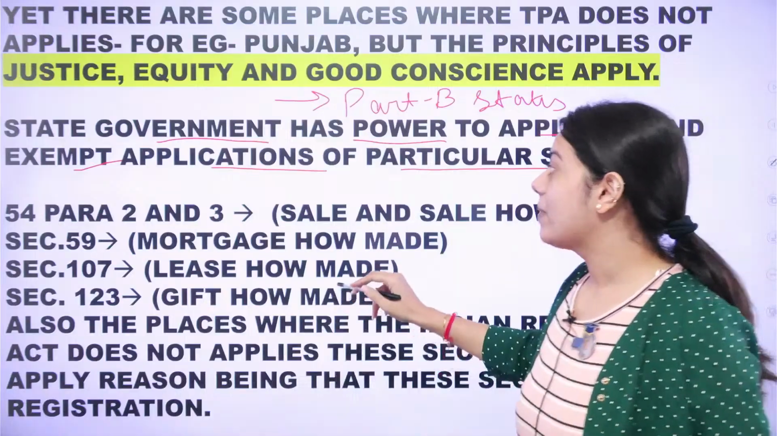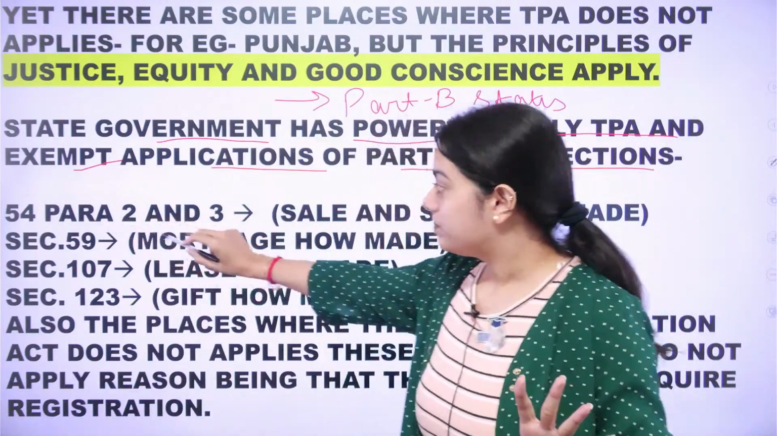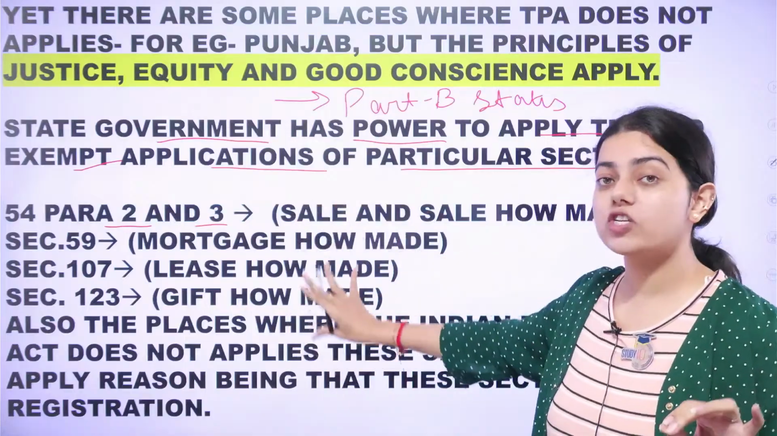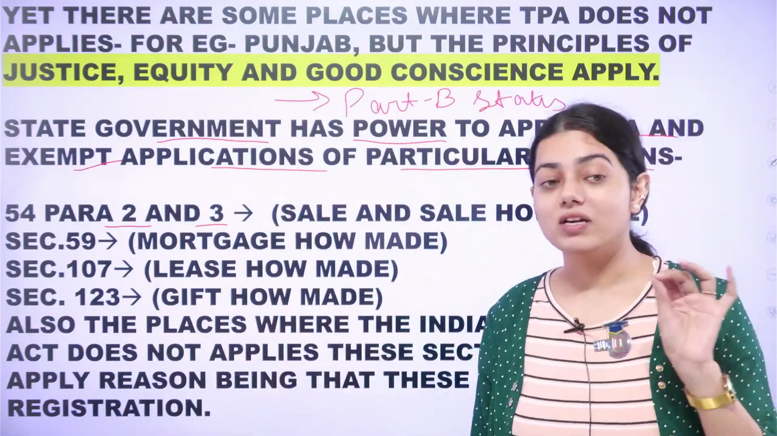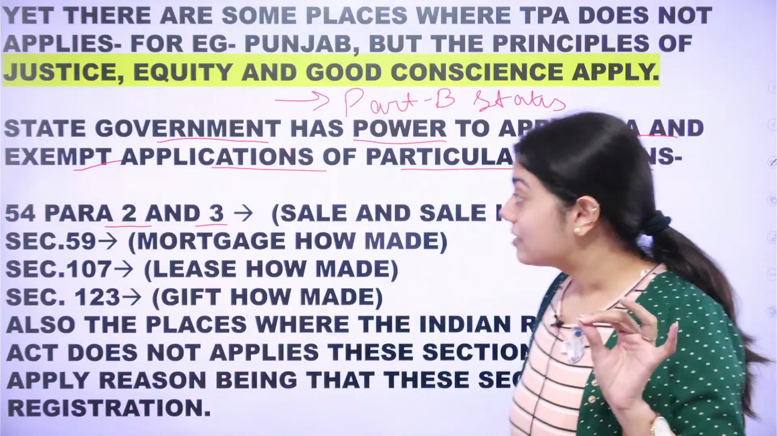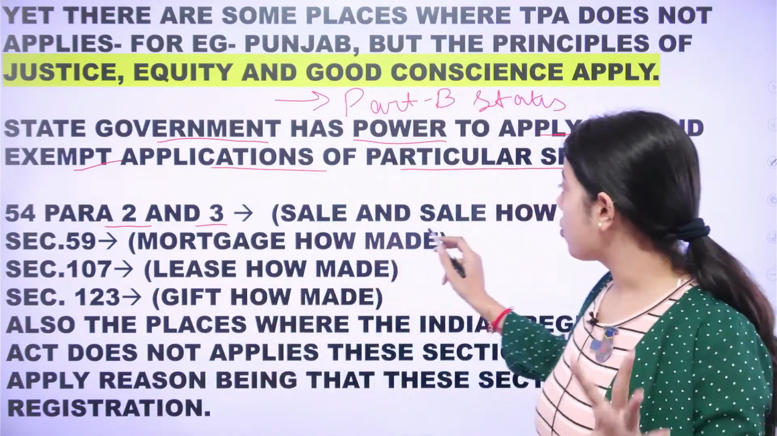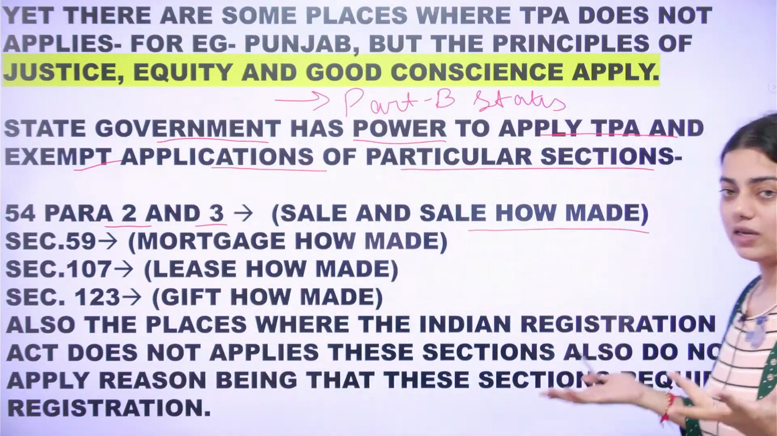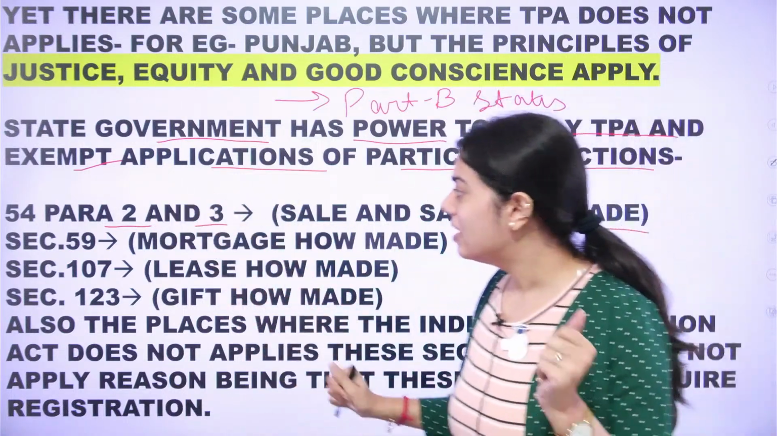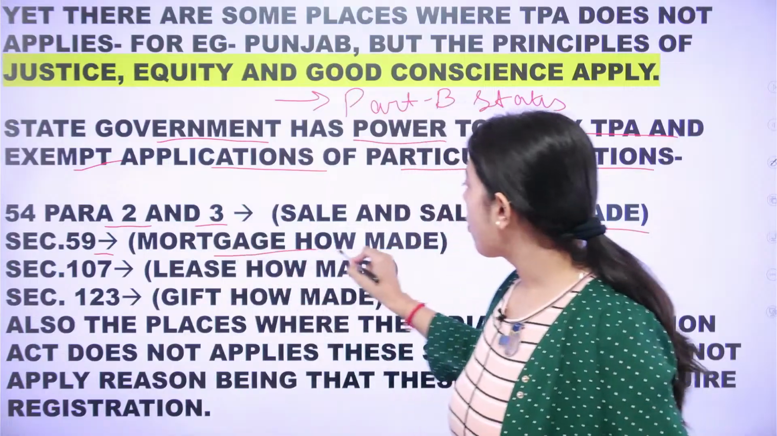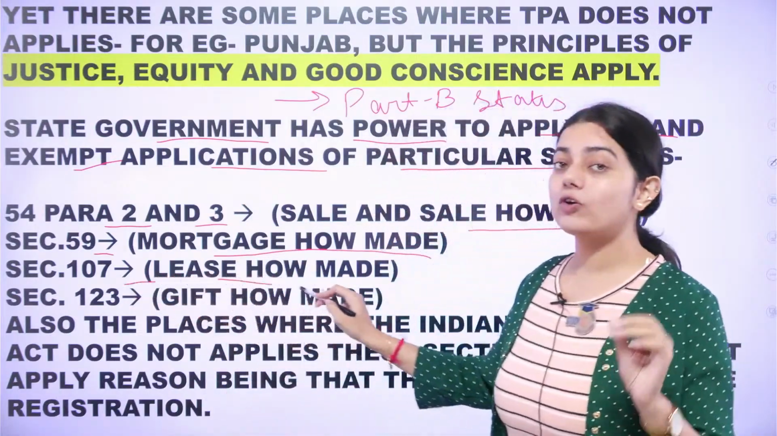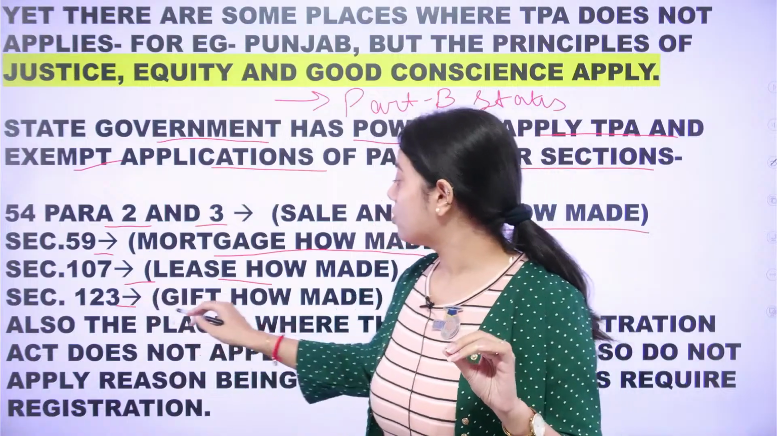Now, coming back, Section 54, paras 2 and 3. These are the sections which are not applicable, and I will tell you why they are not applicable, because I have written down the reason also. Section 54, paras 2 and 3, talk about sale and how a sale is made. How do we have to make the sale? Section 59 talks about how a mortgage is made. How do we have to make the mortgage? Section 107 talks about lease. Section 123 talks about how gifts are made.